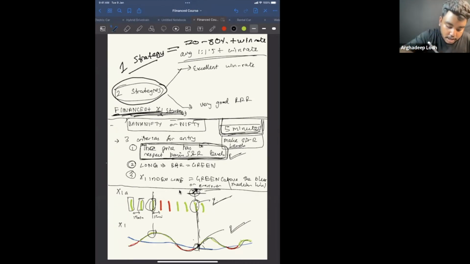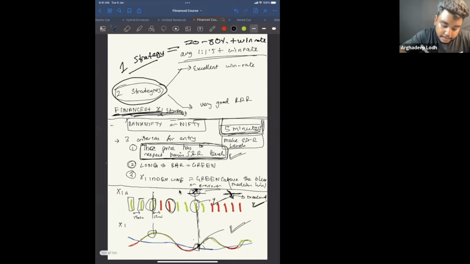Now for short, the bar has to be red. The bar has to be red. When we go down, while going short, the bar has to be red. Let's say you are going short here. See, here the breakout came. So first criteria hit, first criteria done.